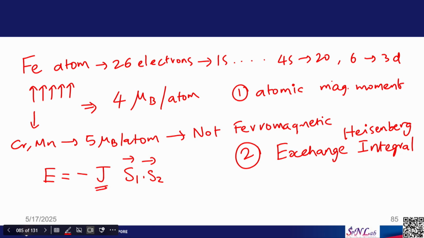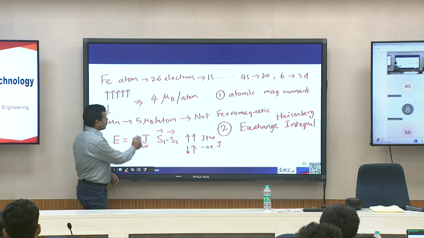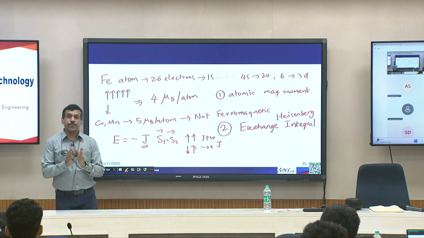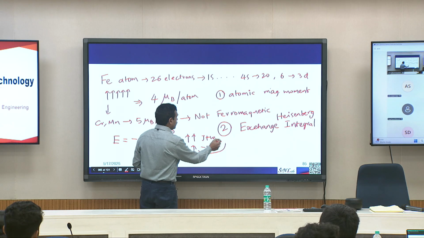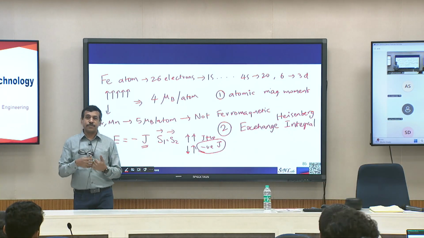So, if you have two spins, these two spins will be parallel if J is positive. Okay, these two spins will be anti-parallel if J is negative. Okay. So, we learned that in ferromagnetic materials J is positive. So, all the neighboring spins of ferromagnetic materials will be parallel to each other, and in antiferromagnetic materials J is negative and your neighboring spins are anti-parallel to each other.